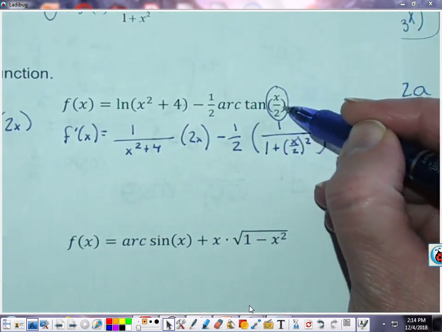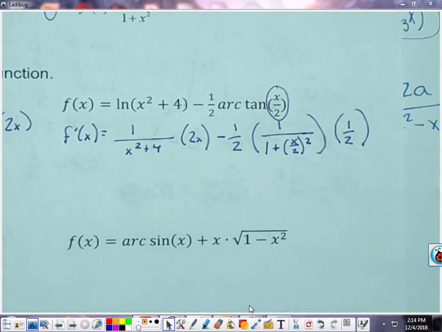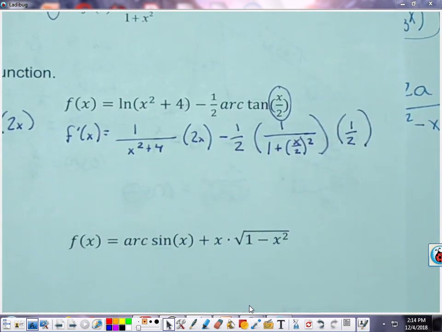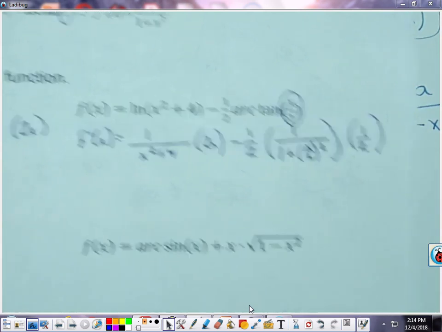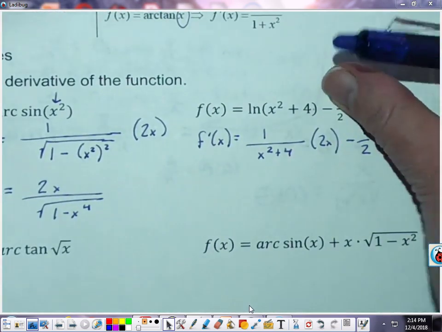That's the derivative of x over 2, chain rule, times the derivative of the inside function. Yes. Same thing, slower. Here we go.